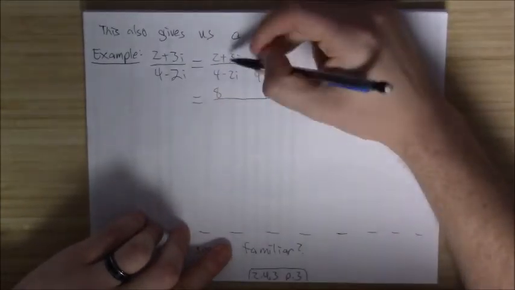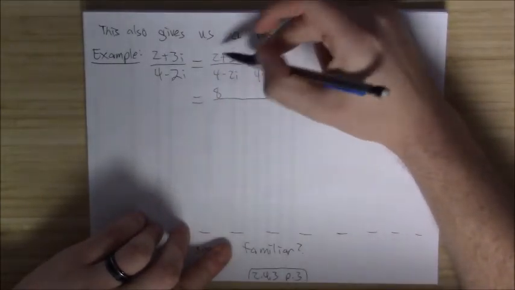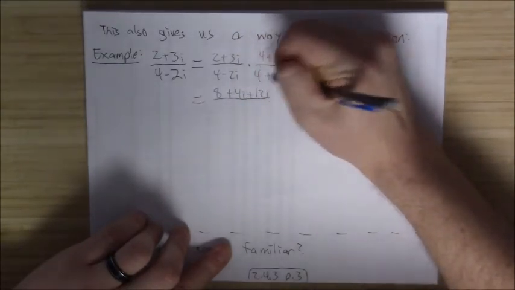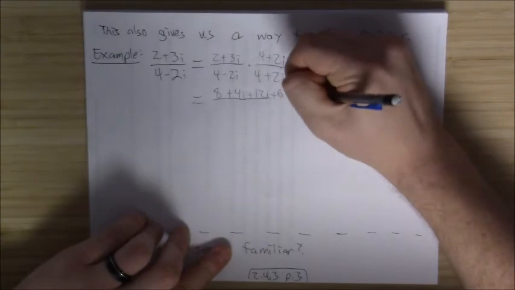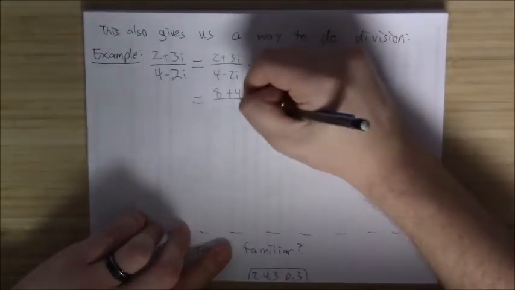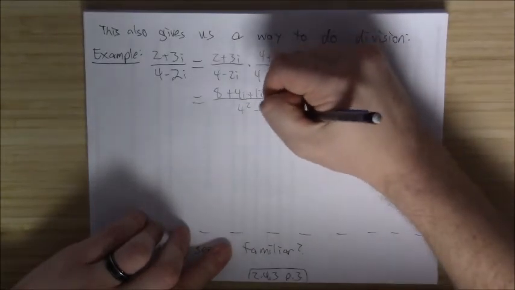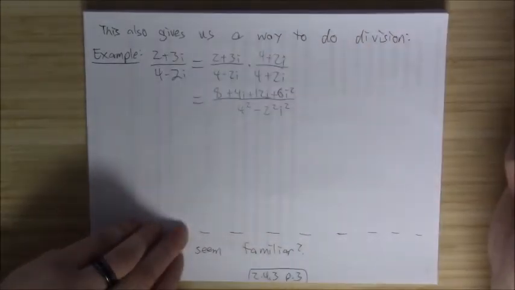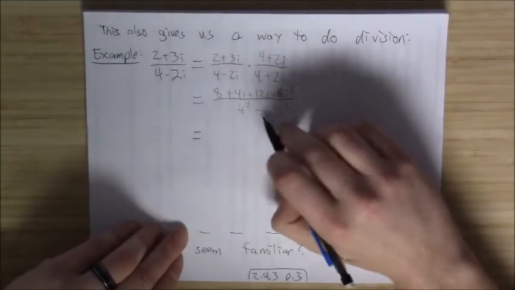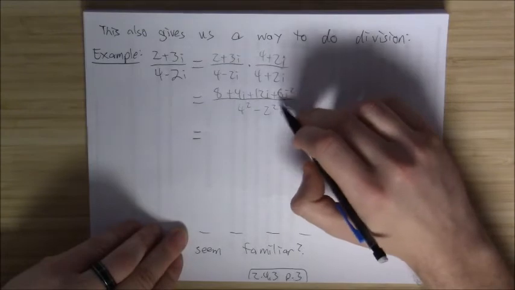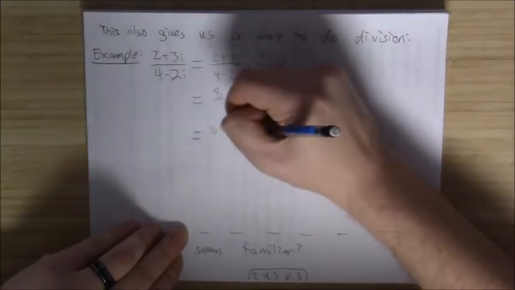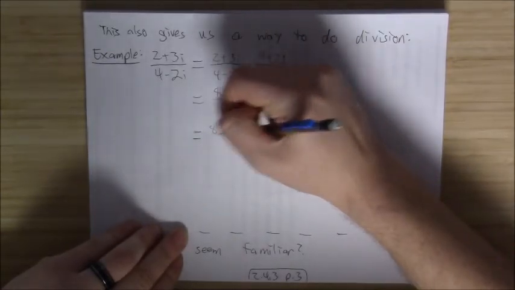Foiling out the top, we have 8 plus first, outer, inner, last. Okay. On the bottom, we get 4 squared minus 2 squared i squared, our usual difference of squares, as we saw in the last two examples. And then what do we have? Well, combining like terms, this would be minus 6. So we have 8, 4i is 16i, and then minus 6 on top.